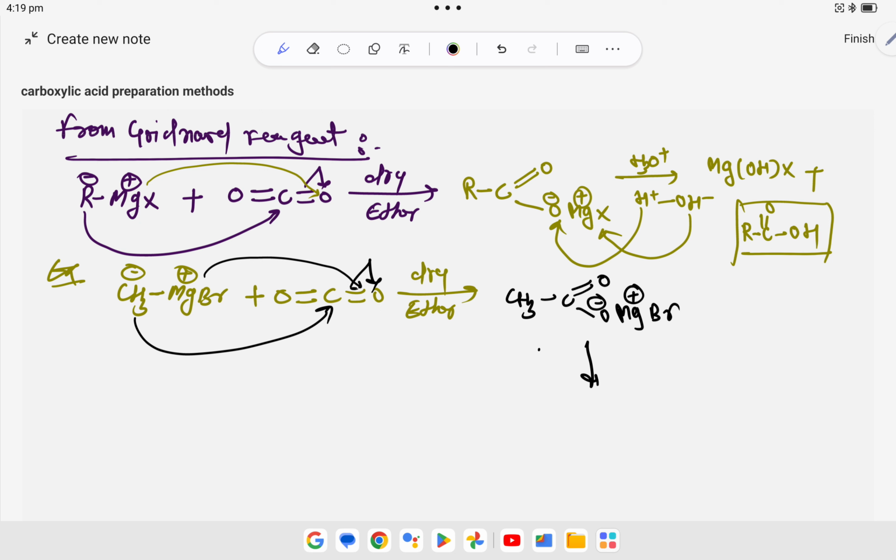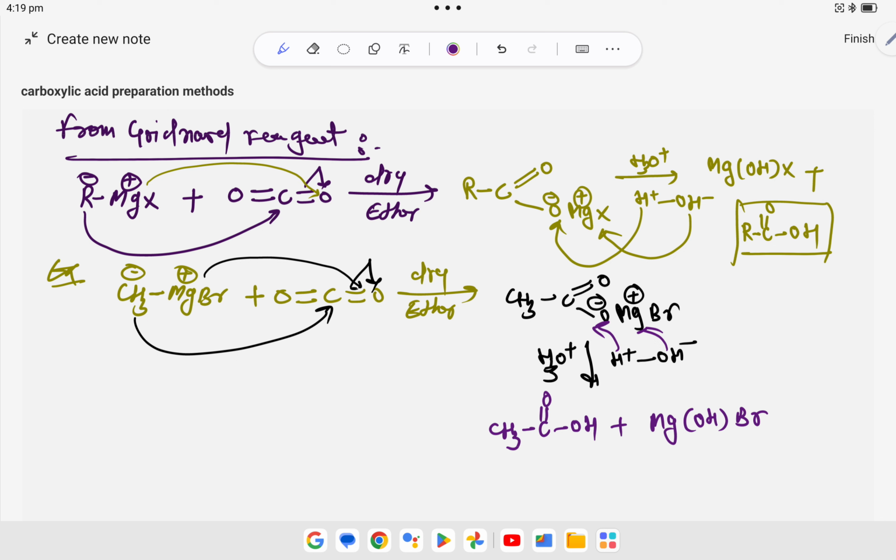Now you have to perform hydrolysis, H3O plus, H plus OH minus. In that case H plus attaches here, OH minus attaches here. So what you are getting: the product is CH3 C double bond OH, plus MgOHBr. That is the product.